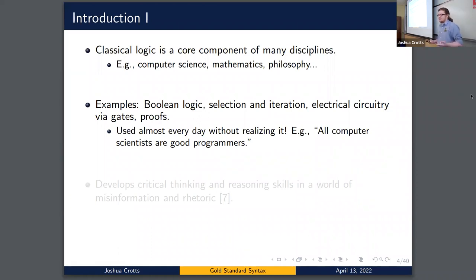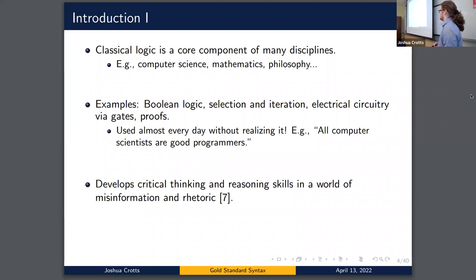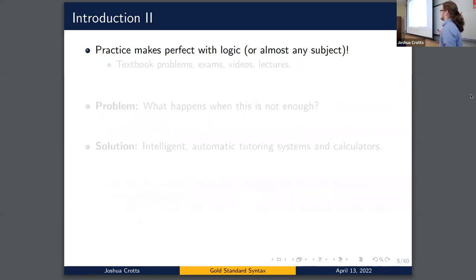So take the statement, all computer scientists are good programmers. Now that's debatable, but you can represent that with first order logic. And the nice thing about it is that it develops good critical thinking and analysis skills in today's world, where you can easily see valid, invalid arguments and sound and unsound arguments essentially everywhere you go. So being able to go through that and analyze what makes an argument valid is very helpful outside of the mathematical components. So the thing with logic is that practice makes perfect, although you could apply this to any subject.